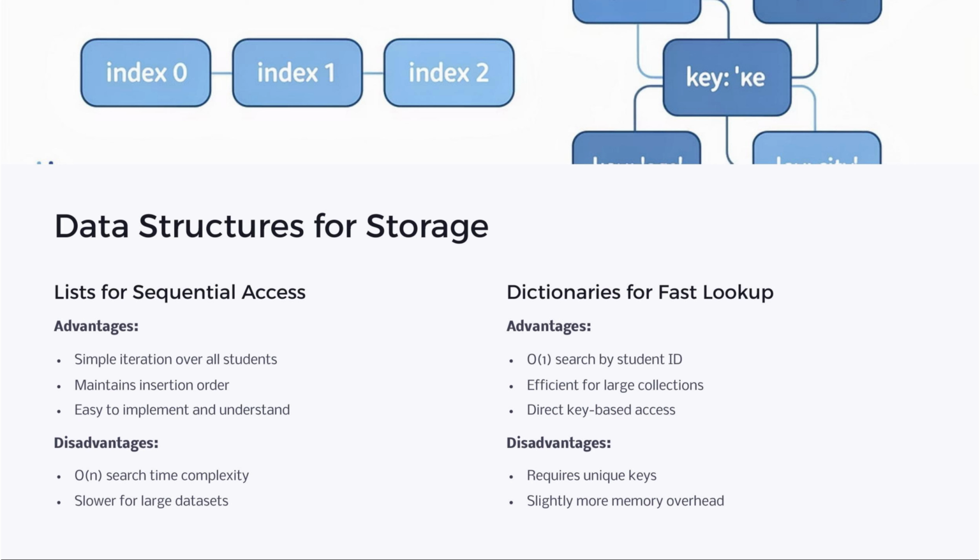Lists offer simple iteration and maintain insertion order, making them easy to implement. However, they have O(n) search time, which is slower for large datasets. Dictionaries provide O(1) search by student ID, efficient for large collections with direct key-based access, but require unique keys and have slightly more memory overhead.